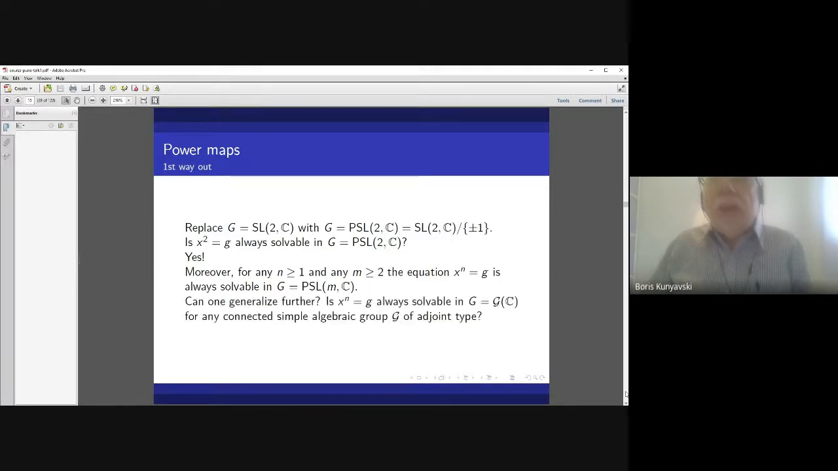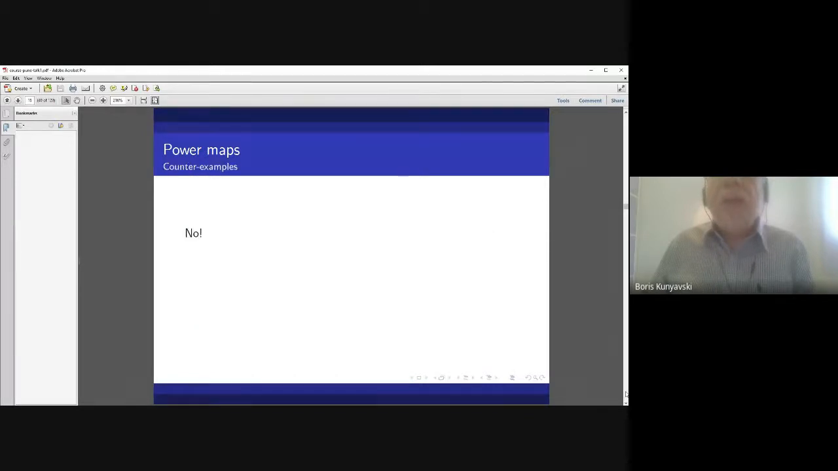And can one generalize further and ask about the same power equations for any connected simple algebraic group of adjoint type? Adjoint means that we factor out the center as here. And here the intuition may be deceptive, because here the answer is no. It's by no means obvious.